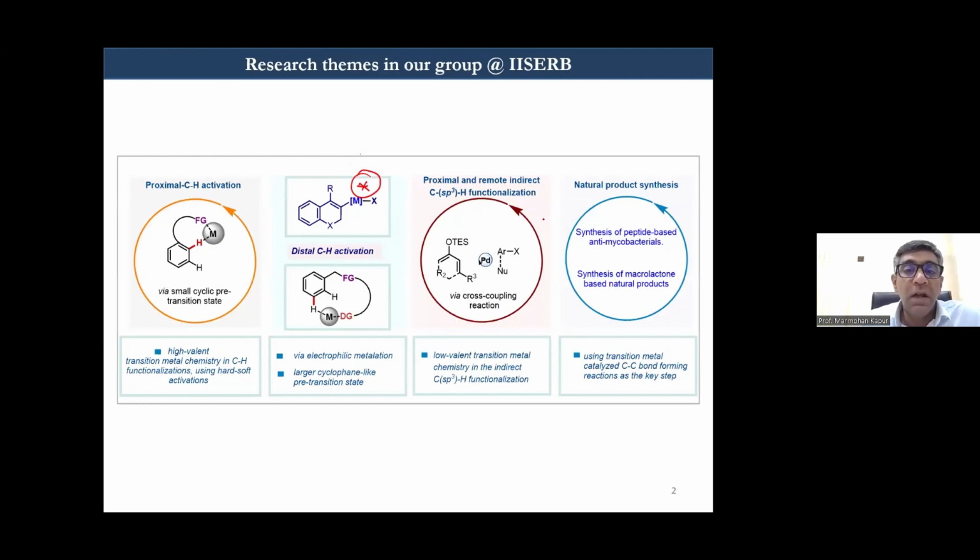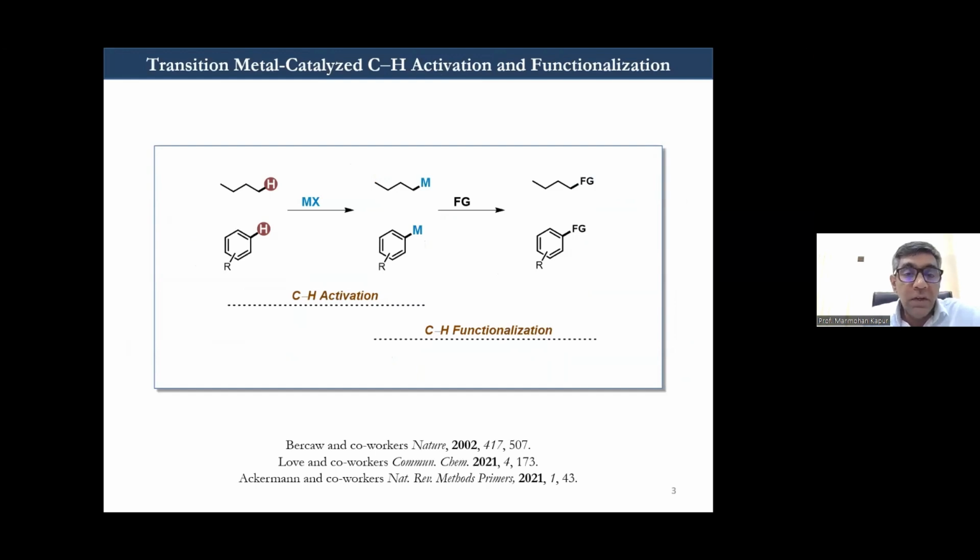And then there is a major research area in our group where we do the remote indirect functionalization using preformed enolates. There we use low-valent transition metal chemistry. And then all of this culminates into natural product synthesis, where we use transition metal chemistry, C-C bond formation reactions to make a couple of peptide-based antimycobacterials and macrolactone-based natural products. So moving forward, in the last 3 decades, transition metal catalyzed C-H activation and functionalization has become a major research area all over the world.